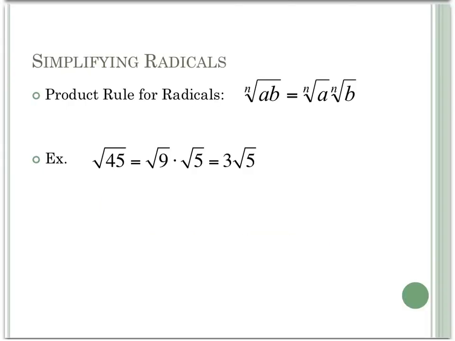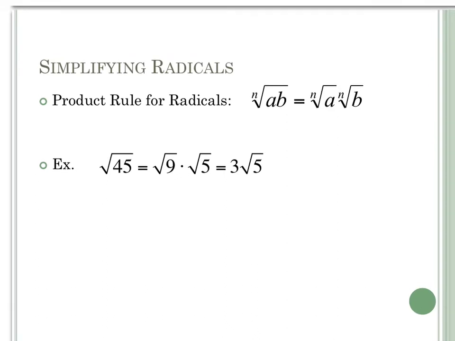Okay, we're looking at radical expressions, and this time we're looking at simplifying our radicals. The product rule for radicals says when two things are being multiplied together under one root, we can separate those out. And so we're going to use this rule, but we have to look for two things being multiplied together.